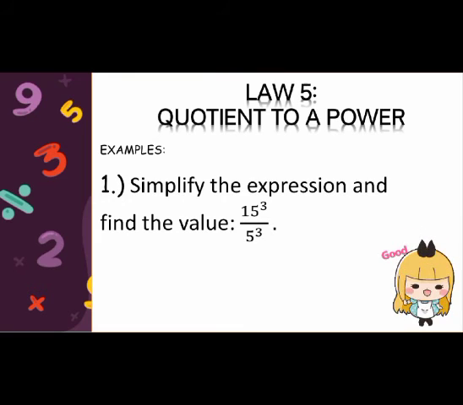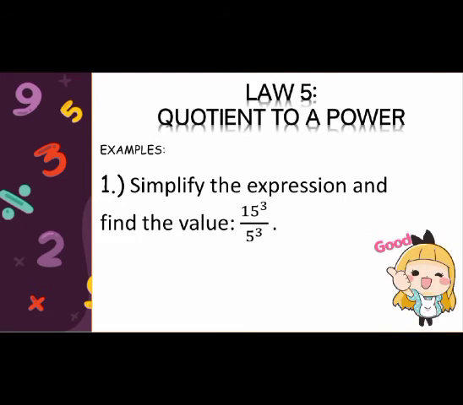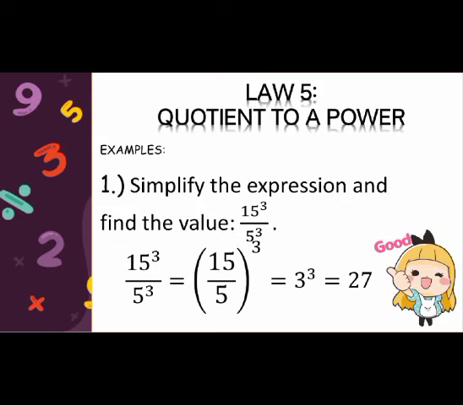So here is the example. Simplify the expression and find the value. The given is 15 cubed over 5 cubed. So 15 cubed over 5 cubed is equal to 15 over 5, since we're going to divide the bases, and then we will keep the exponent, which is 3. So 15 divided by 5 is 3. So we get the answer of 3 cubed, and 3 cubed is equal to 27.